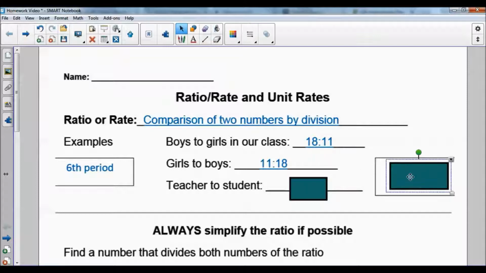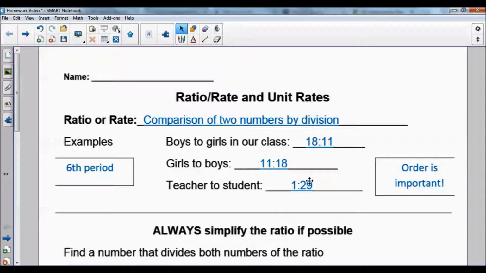Okay, so order matters. It's really important when we're looking at ratios and rates because we want to be comparing similar things, especially when we set up proportions. We want to make sure we know what number's on top and what number's on the bottom of our fractions. If we look at teacher to student, it's going to be 1 to 29. There's one teacher and 29 students. Okay, we wouldn't write 29 to 1 because here we're looking at teacher to student. So teacher comes first, there's 1 of me and 29 of you.